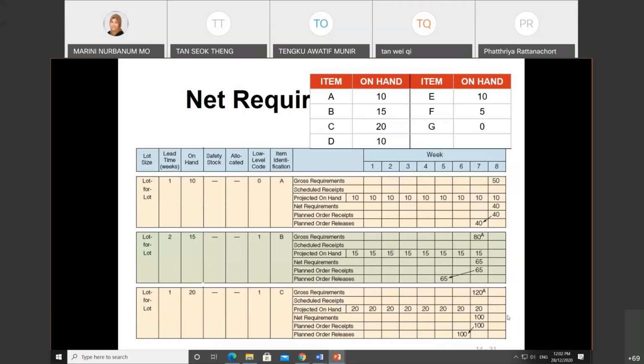Okay, never mind. This week, you need to work a little bit harder because the calculation is a little bit challenging for this one.